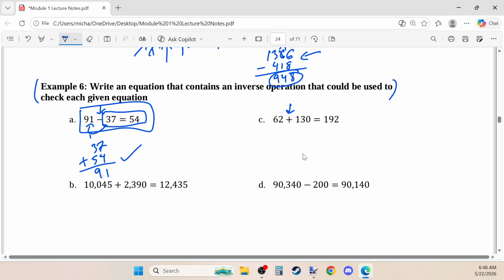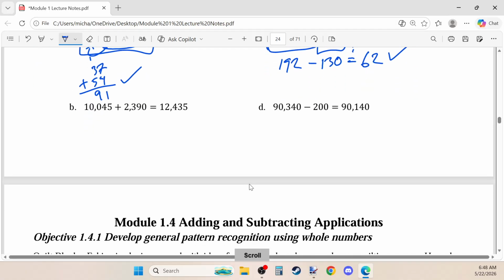This addition means that we're going to check with subtraction. We're going to take the sum, and we're going to subtract one of these two numbers. Let's pick 130 this time. I took the small number last time. I'll take the big number this time. And we check to see, does that equal 62? And it in fact does. So this is a true statement. We go through the rest of them.